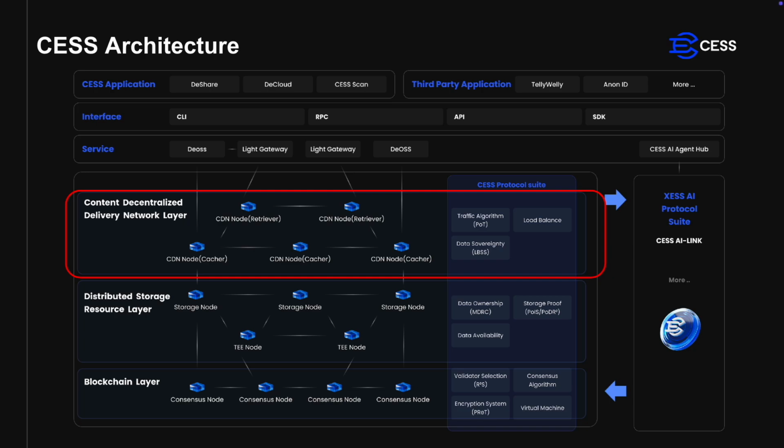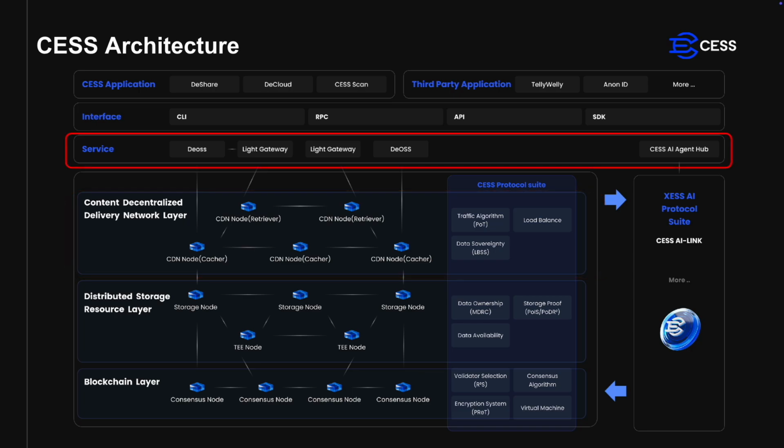Above the CDN layer, we have the services layer, which provides various access points for developers and users to interact with the CESS network. DEOSS, or DOS, and other light gateways in this layer expose CLI, RPC, SDKs, and APIs, making it easier to integrate CESS services into many applications. These services act as a gateway to the CESS network, abstracting complex operations and streamlining user interaction with decentralized storage, retrieval, and computation.